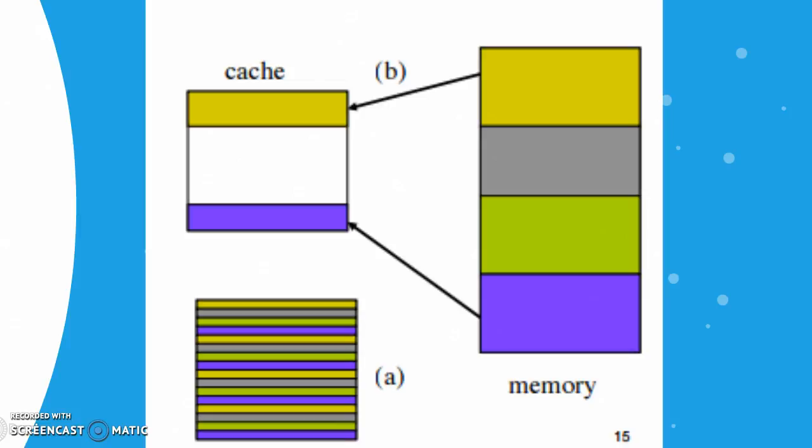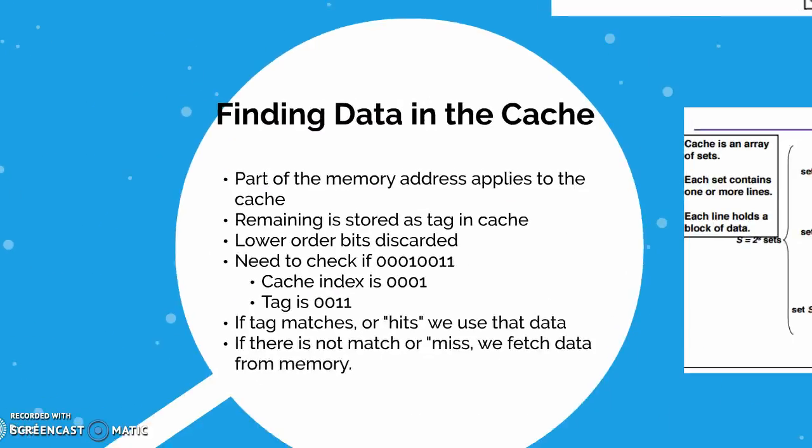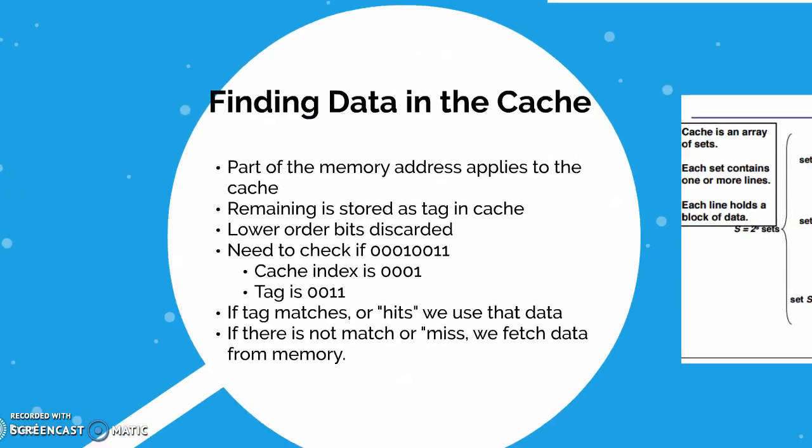Finding data in the cache happens when part of the memory address applies to the cache. The remaining part is stored as a tag in the cache. The lower order bits are discarded. We need to check if 001, 0011. The cache index is the first 4 bits, which are 0001, and the tag is the lower 4 bits, which is 0011. If the tag matches, or as we say, hits, we use that data. If there's no match, or we miss, we fetch data from the main memory.